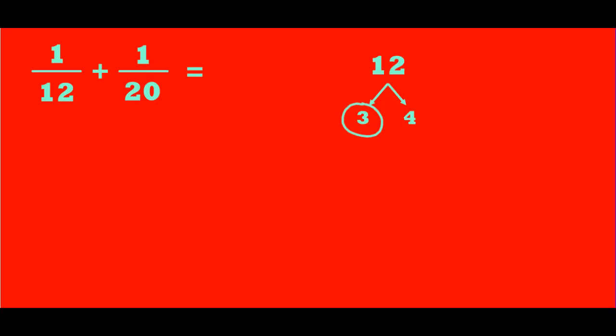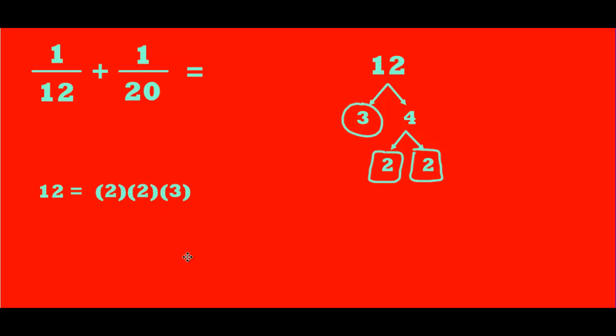4 isn't a prime number. It's a number that we can find more factors. In fact, the two numbers that multiply to 4 are 2 and 2. These 2's are prime numbers, or we can call them prime factors. So I'm going to put little boxes around them as well. And we can write out the fact that 12 is just equal to 2 times 2 times 3. 2, 2, and 3 are the prime factors of 12.